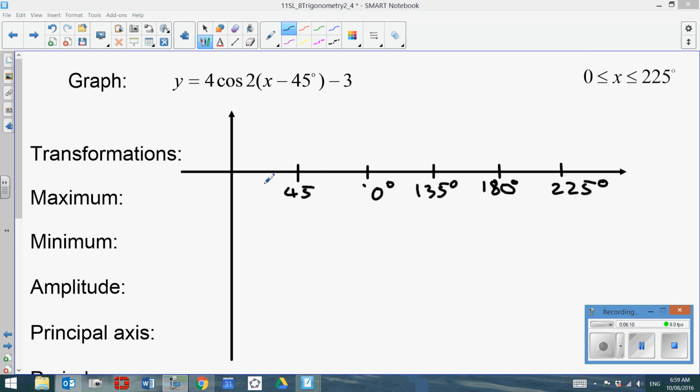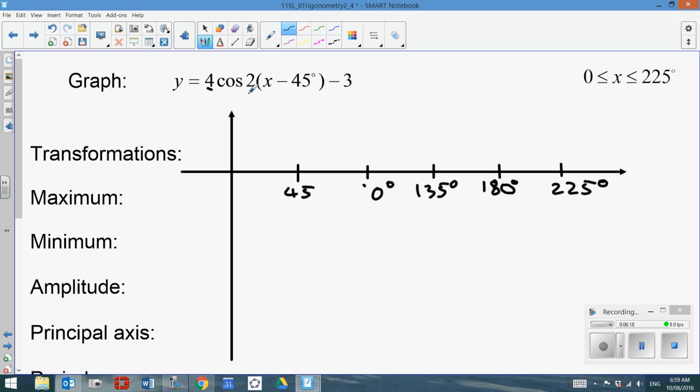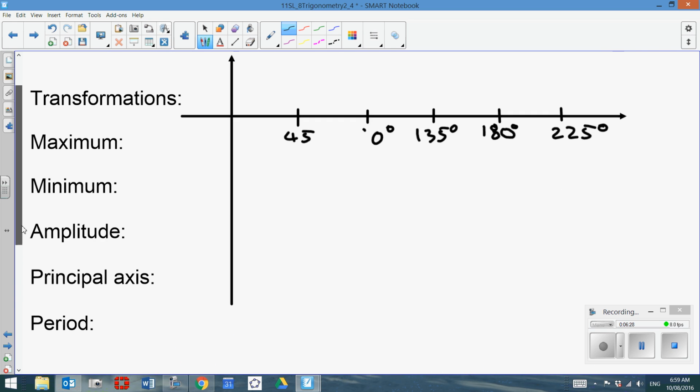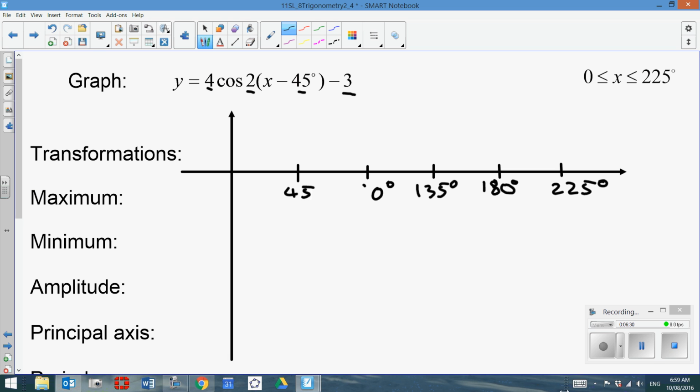All right, guys, for our next example, go ahead and pause here and see if you can at least identify what the transformations are going to be. Notice we have an A, a B, a C, and a D value. Try to figure out where the maximum, the minimum, the amplitude, the principal axis is going to be and what the period is. I'll fill in along the way, but go ahead and pause and set up your graph. Notice that we do have a different window here, from 0 to 225 degrees. So we're not going all the way to 360. See if you can realize why that might happen, and go ahead and try this one on your own.